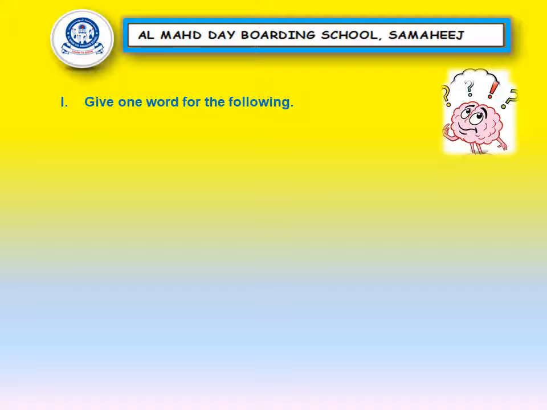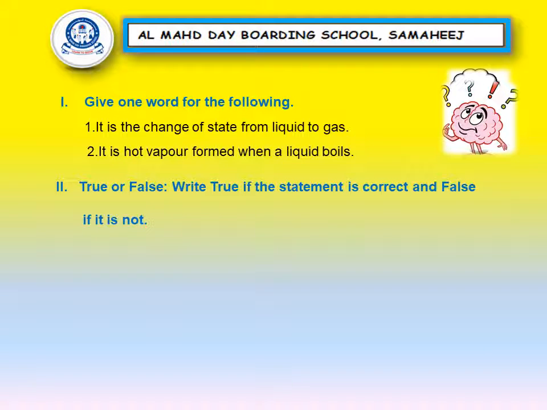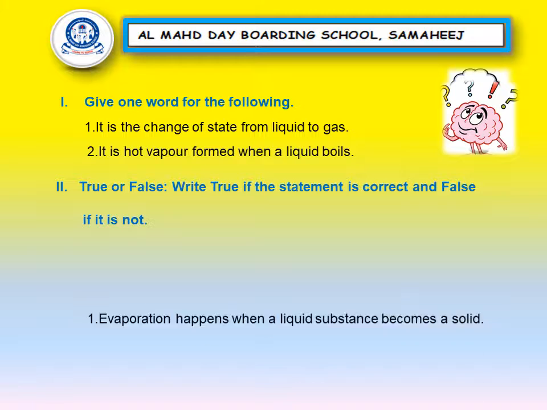First part of Assessment 1, give one word for the following. Number 1, it is the change of state from liquid to gas. Number 2, it is a hot vapor formed when a liquid boils. So you're going to identify what is being asked in each statement. Second part, true or false. Write true if the statement is correct and false if it is not.